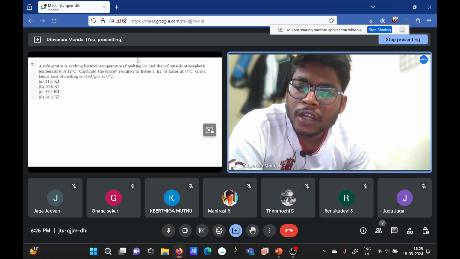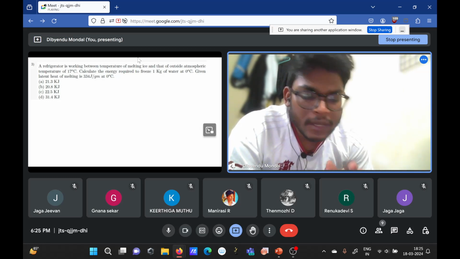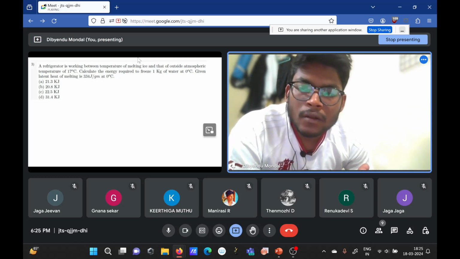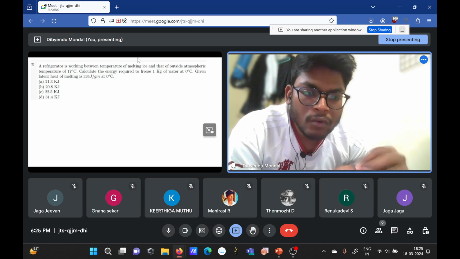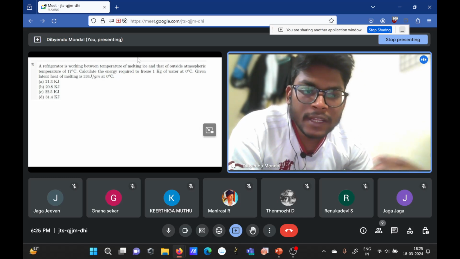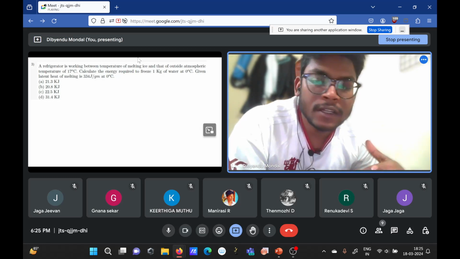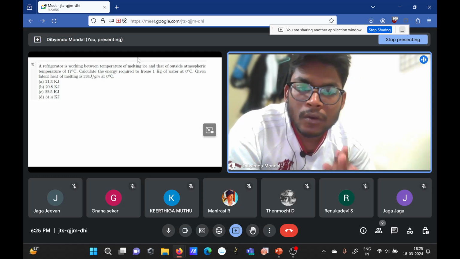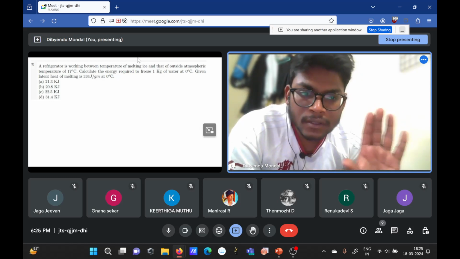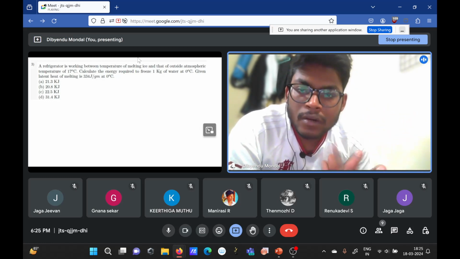Now they said to calculate the energy required to freeze 1 kg of water at 0 degree centigrade. Let me first ask you, when water at 0 degree centigrade freezes, the amount of heat it rejects or emits, what is that heat called? It is a certain type of heat, not convective heat or conductive heat. There is a certain kind of heat. What is that heat called?